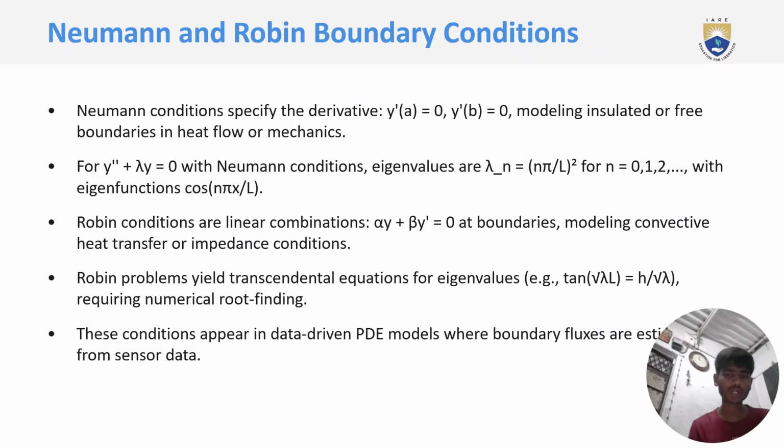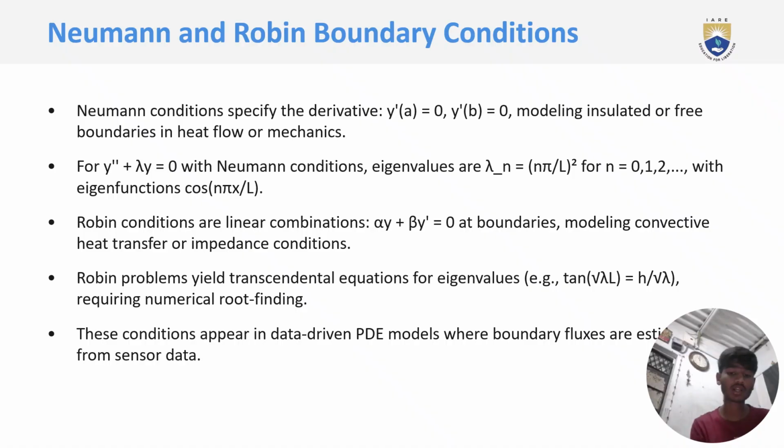Neumann and Robin boundary conditions. Neumann conditions specify the derivative, y prime of 0 equal to 0, y prime of L equal to 0, modeling insulated or free boundaries in heat flow or mechanics. For y double prime plus lambda y equal to 0 with Neumann conditions, eigenvalues are lambda equal to n pi by L whole squared for n equal to 0, 1, 2, with eigenfunctions cos of n pi x by L.